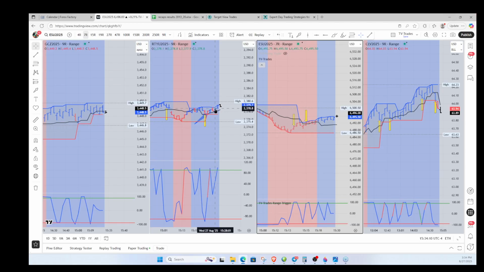Okay, so the Russell did go up through the prior swing high, and now I'm looking for it to get up above the high of the day, which is right here, 80.7. Now, it may get up there, it may not. I don't know. I'll have to wait and see on that.